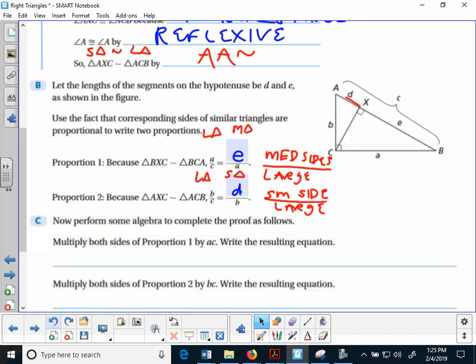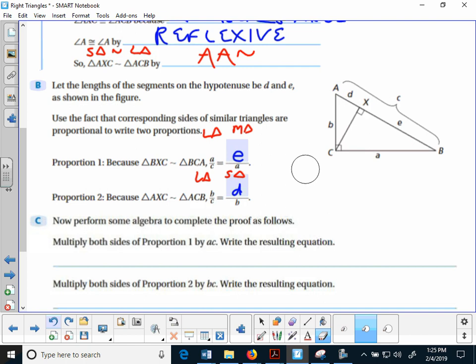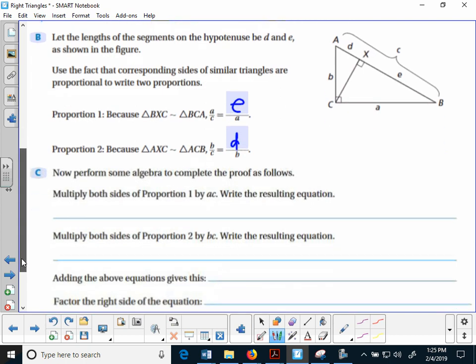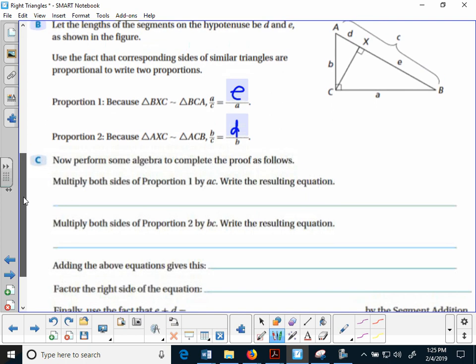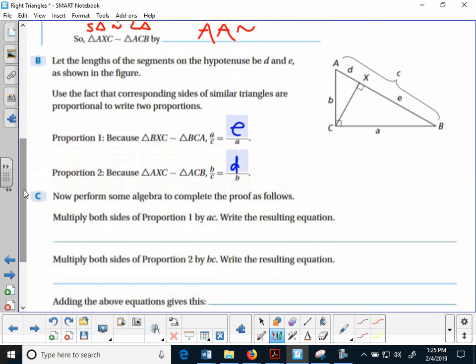Next it says, now perform some algebra to complete the proof as follows. I'm going to get rid of all of this. We don't need it anymore. Actually, let me get rid of this. I'll rewrite that D. Rewrite all this. This is what, E and then D. Okay, I'm going to switch what this says too. It says, multiply both sides by AC for proportion 1. We're not going to do that. Get rid of it. I want you to write cross multiply.